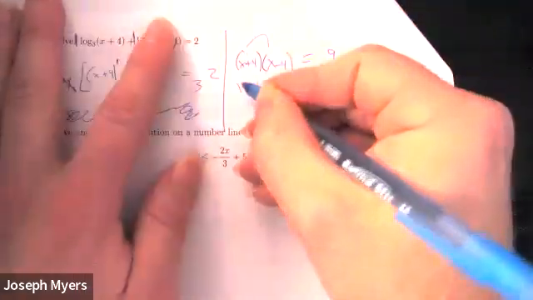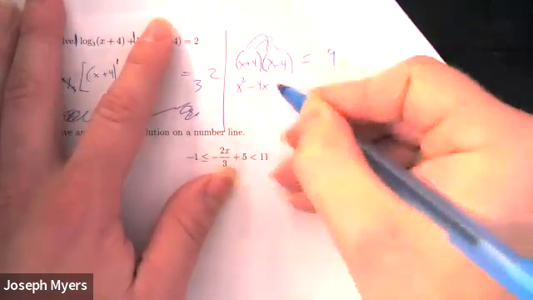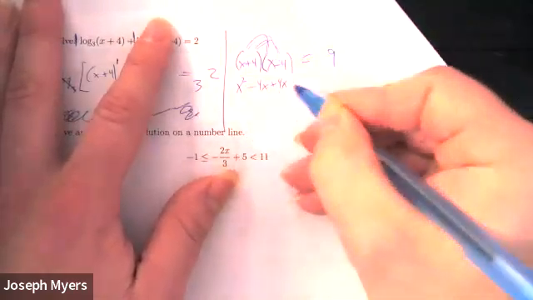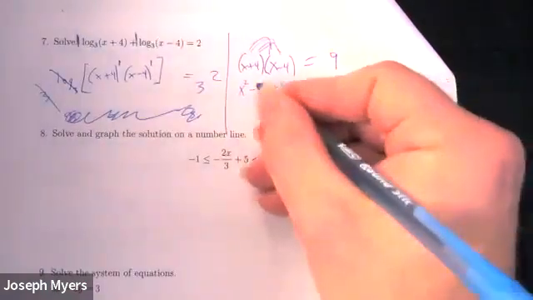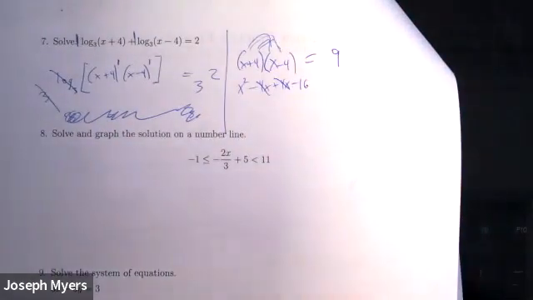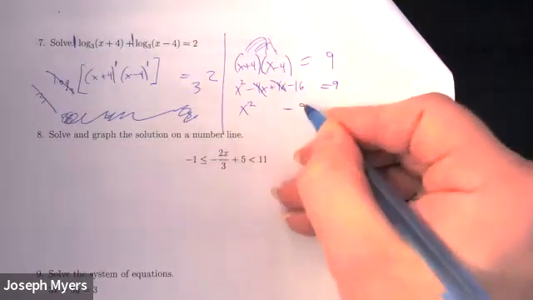So x times x is x squared. X times negative 4 is negative 4x. 4 times x is 4x. And 4 times negative 4 is negative 16. So I did all that work, and one amazing thing happens. The final was really nice to us and it let those things cancel out. So negative 4x plus 4x canceled out. And then you have 9 on this other side. So x squared equals 9.